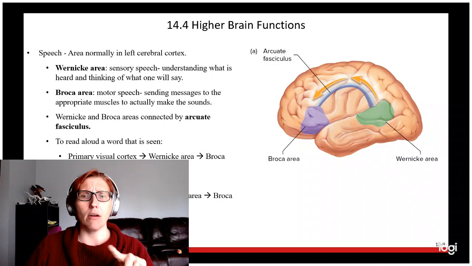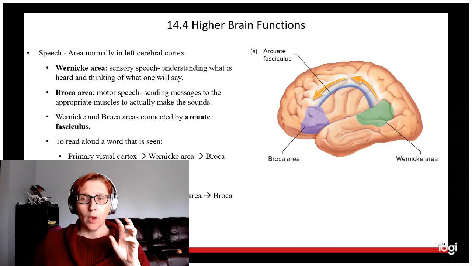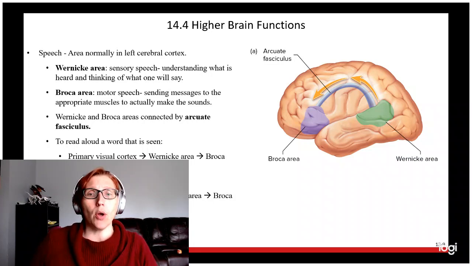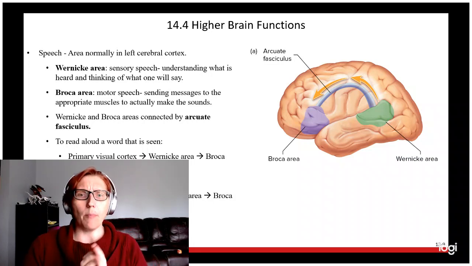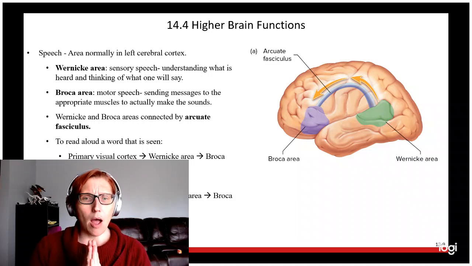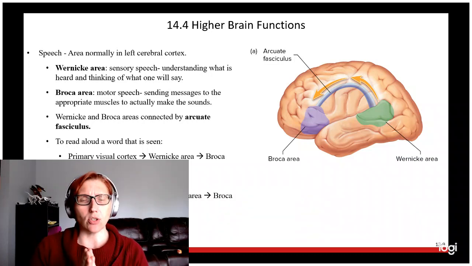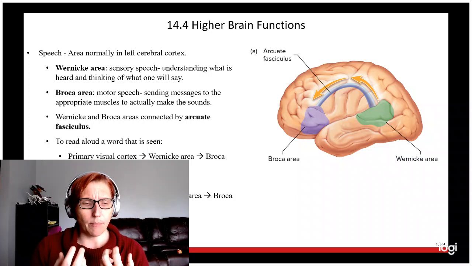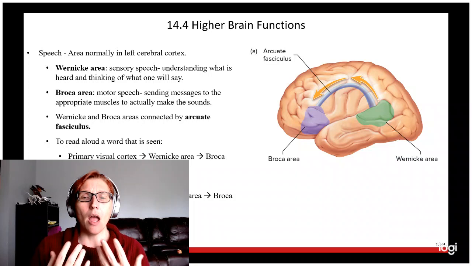There have been really cool studies done with this. There are people that have learned ways around this. So for example, this one woman, her Broca area was damaged, so she couldn't actually talk when she would try to communicate something. She knew what she wanted to say, but what would come out would be just a jumbled mess. Like it didn't amount to anything.